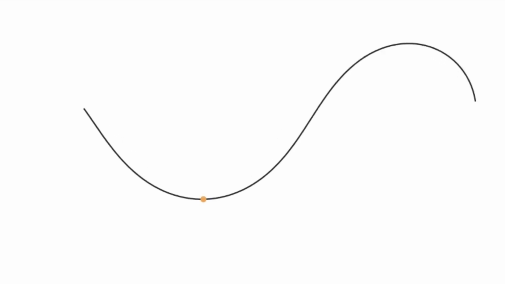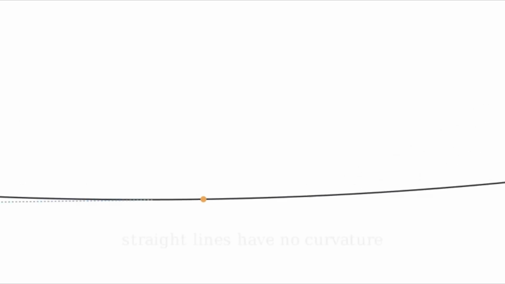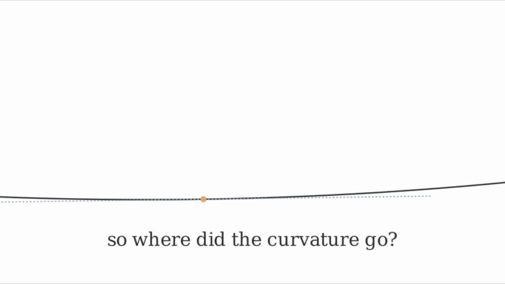Zoom in on a smooth curve. Keep zooming. Eventually, it's a straight line. And straight lines aren't curved at all. So, where does the curvature go?